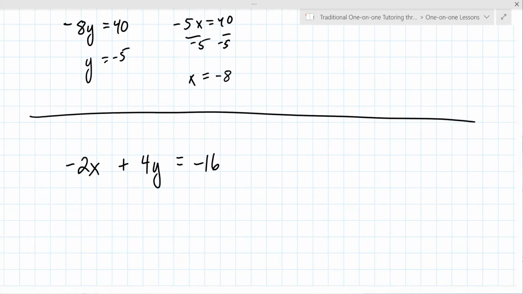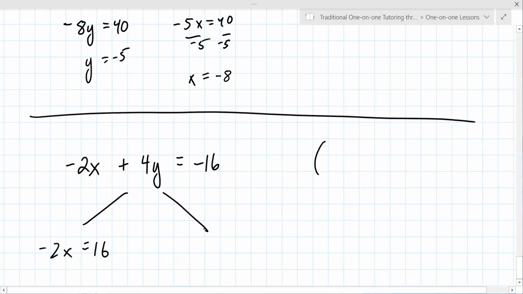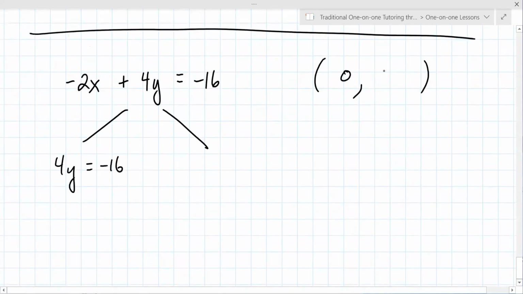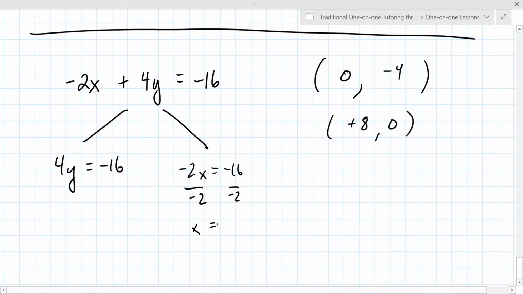Cool. All right, so cover up that 2x. 16 divided by 4. So -4. So you got 4y equals -16. That's what you're doing. 4y equals -16. So y is -4. And the other one is -2x equals -16. So x is 8. Two negatives make a positive. True. Okay.